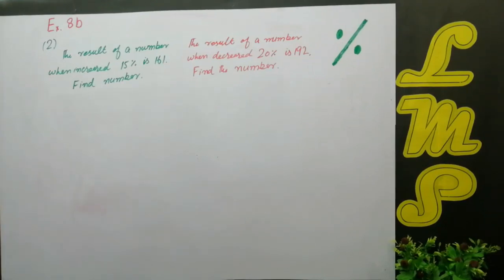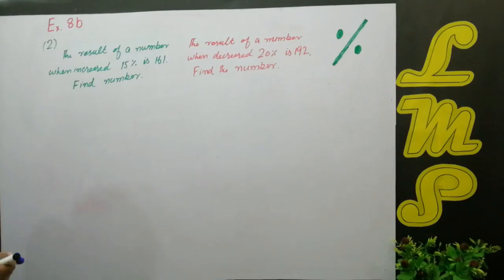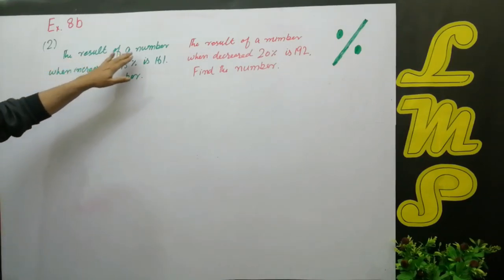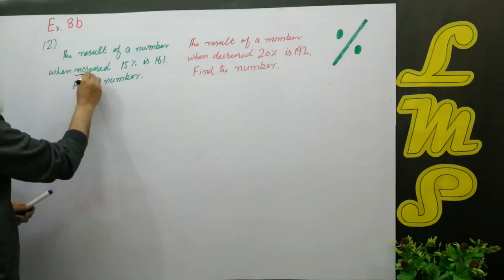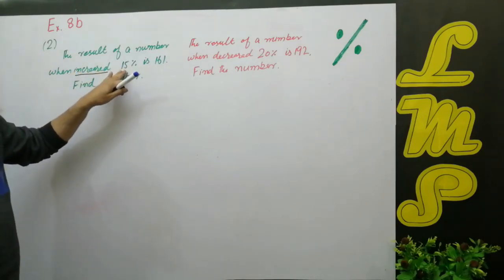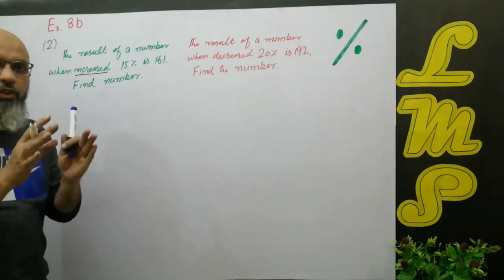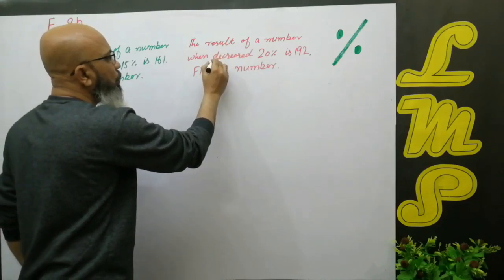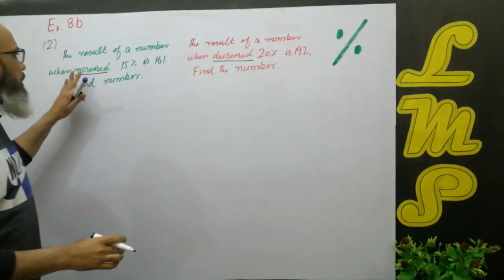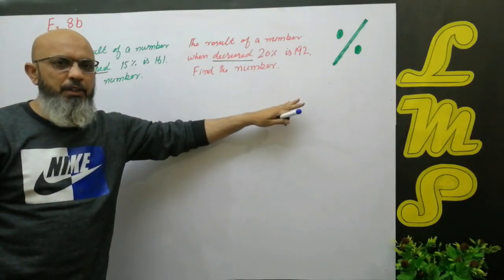So now there are two questions in front of you. What is the difference between these two questions? The result of a number when increased by 15% is 161. Find the number. Again we have to find the original value, right? In the other question, the result of a number when decreased by 20% is 192. In the first question there is an increase in the percentage. In the second question there is a decrease in the percentage.